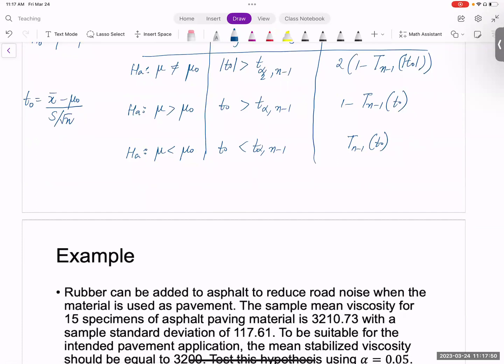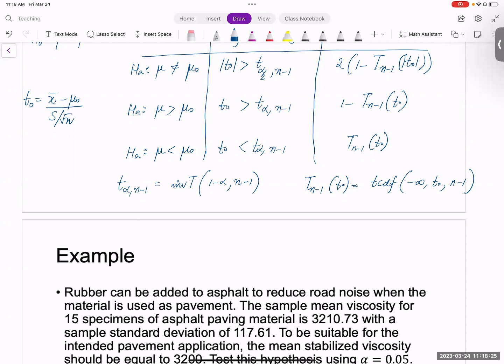Now you have two things here. You want to compute T alpha comma n minus 1. This is nothing but inverse T on your calculator with 1 minus alpha comma n minus 1. And then uppercase T n minus 1 is equal to TCDF from negative infinity to T0 with n minus 1 degrees of freedom. This is on your calculator.